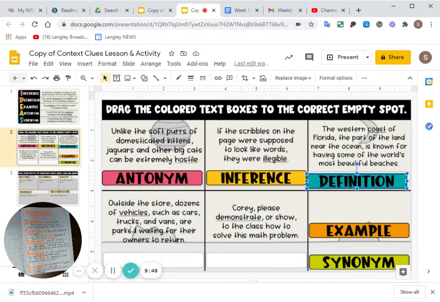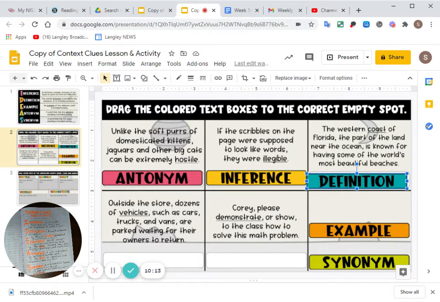Do we think this part here where it says such as cars, trucks, and vans, those three words, cars, trucks, and vans, do you think those are examples, or would those be synonyms to the word vehicle? What do you think? Cars, trucks, and vans. If you said examples, you are correct.